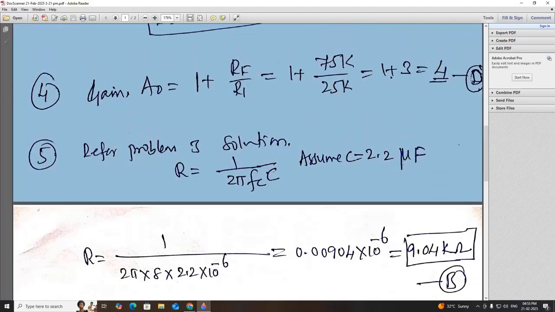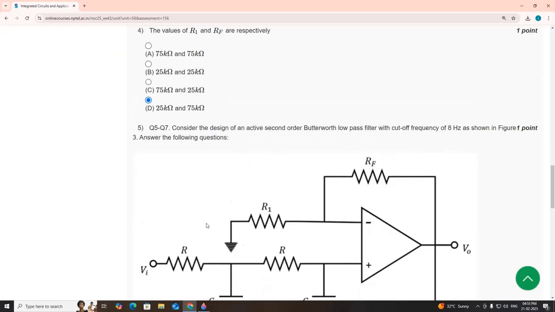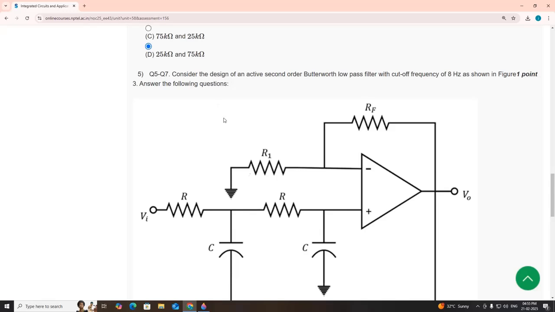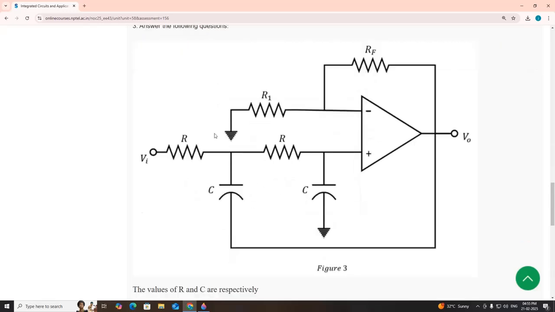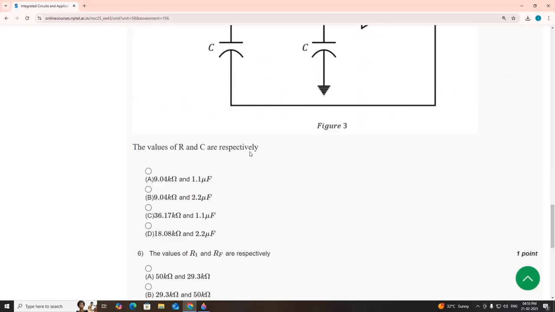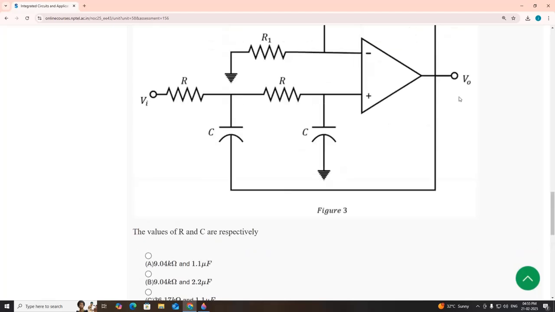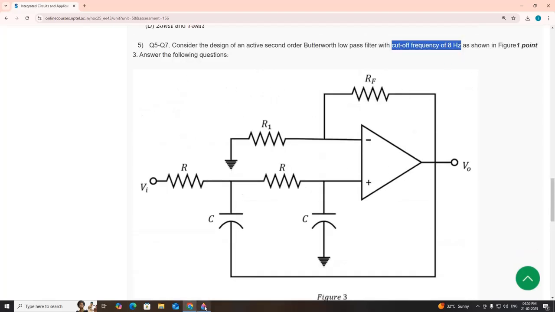Next, fifth one. They have given gain equal to 4. Next, fifth one. This is another circuit. This circuit is a second order Butterworth low pass filter, and the cutoff frequency is 8 hertz, not kilohertz. They are asking the value of R and C for the cutoff frequency Fc equal to 8. We'll try to find the answer.